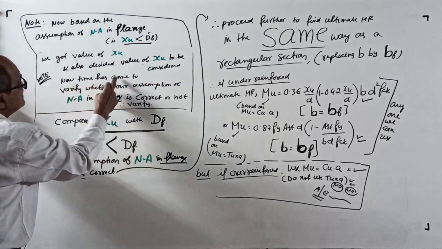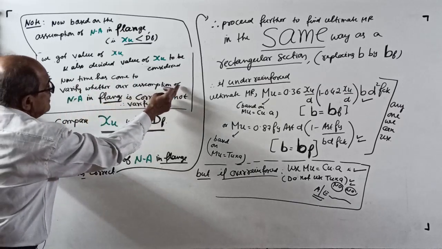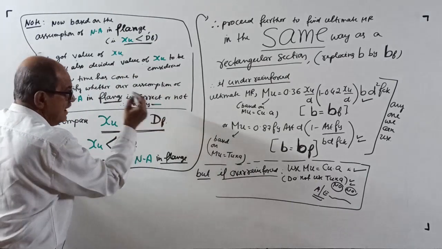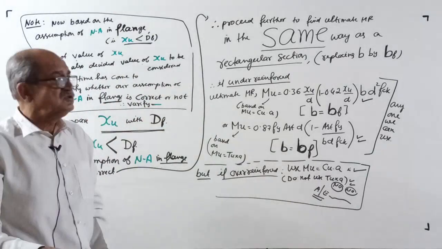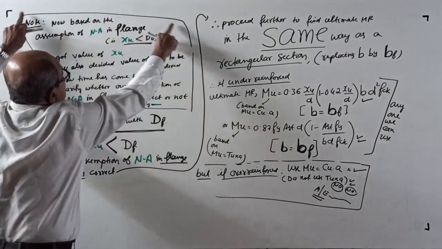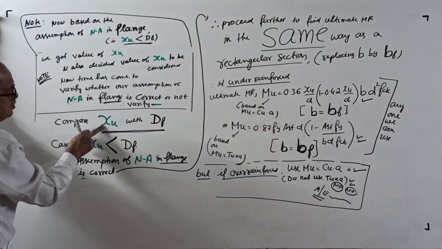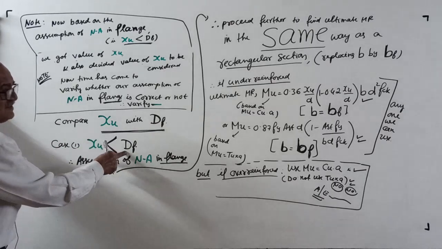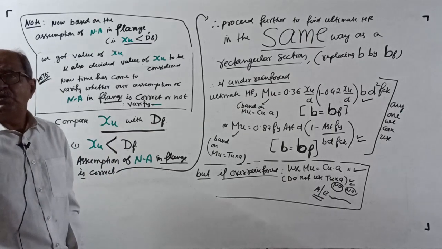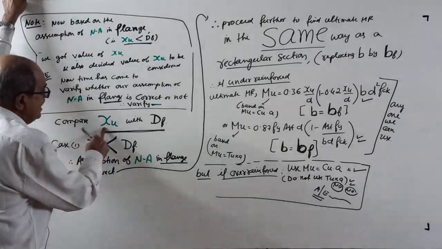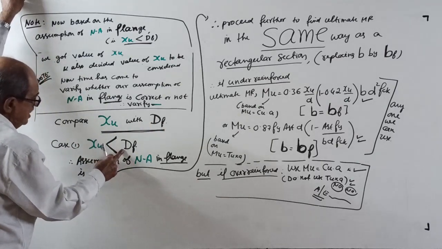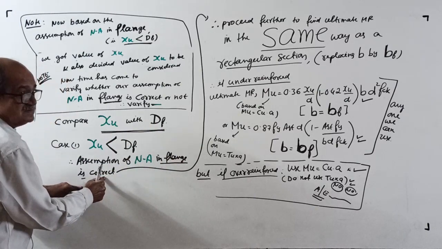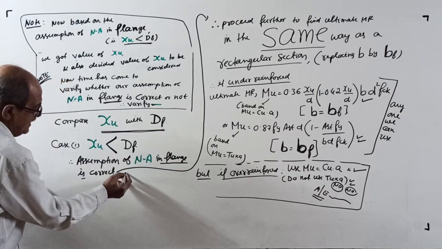Now, time has come to verify whether our assumption of neutral axis in the flange is correct or not. Remember, this full part is a note only. Compare XU with DF. Case 1, your XU comes less than DF. When you solve the question and compare XU with DF, in case 1, XU is less than DF. Therefore, the assumption of neutral axis in the flange is correct. Perfectly correct. Good, very happy.